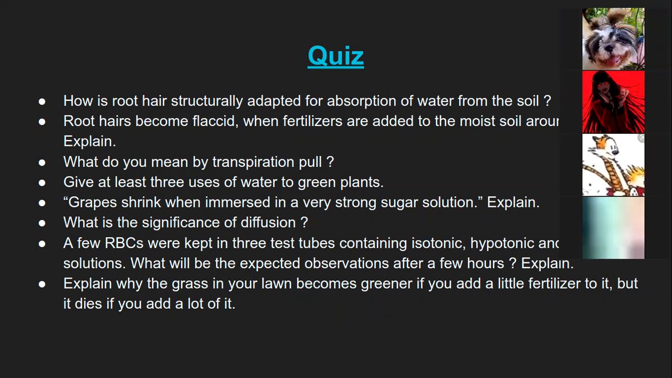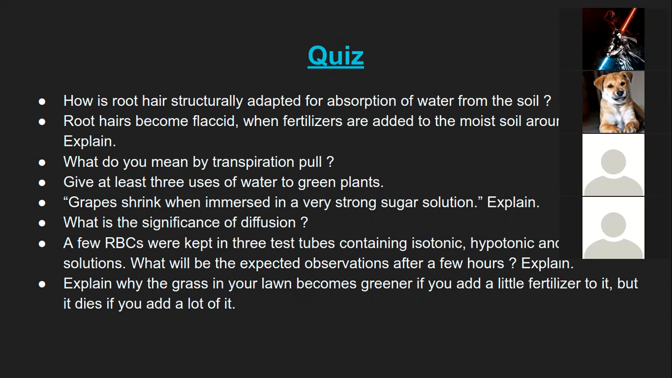Okay, let me start with Sumit. Mr. Sumit Chopra. Yes, sir. Can you answer the first question? How is the root hair structurally adapted for the absorption of water from soil? You need not answer literally how you write in the exam. Whatever your understanding is, you can just share.